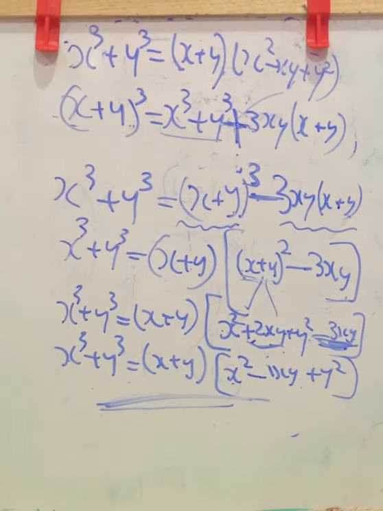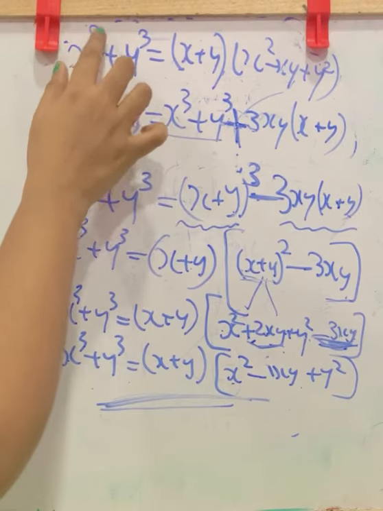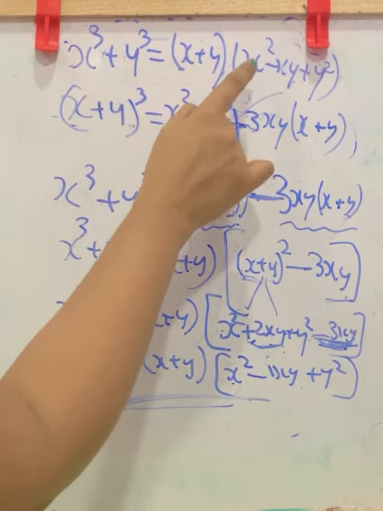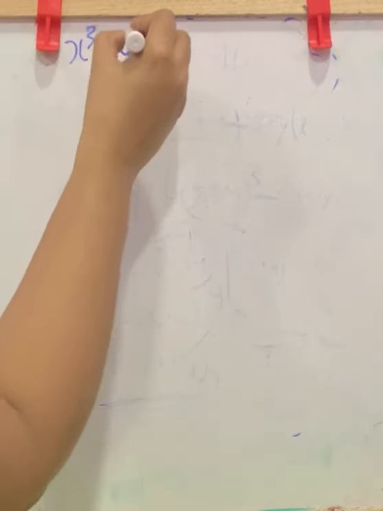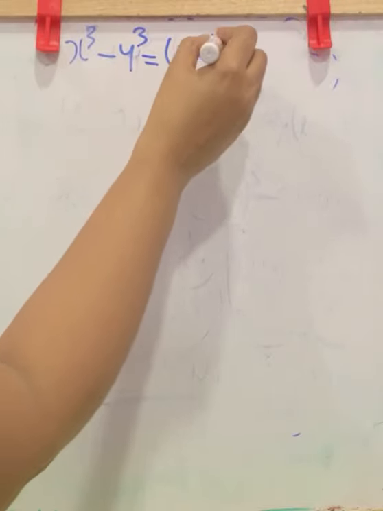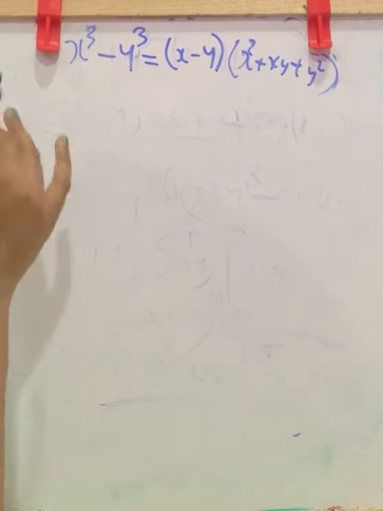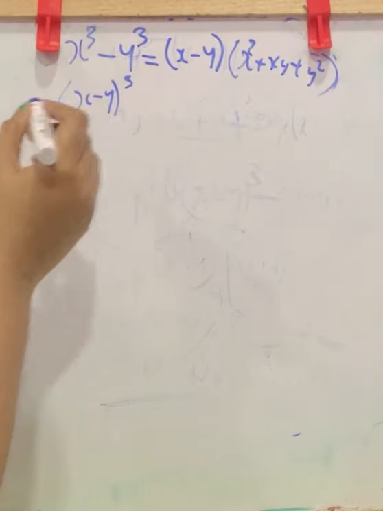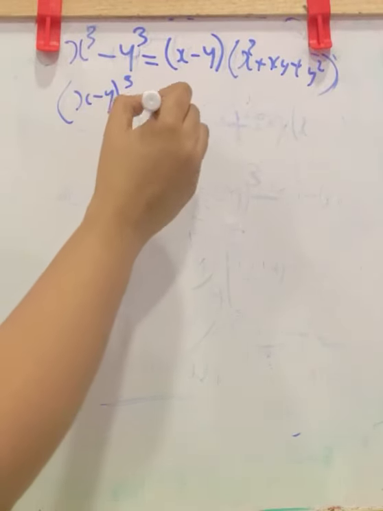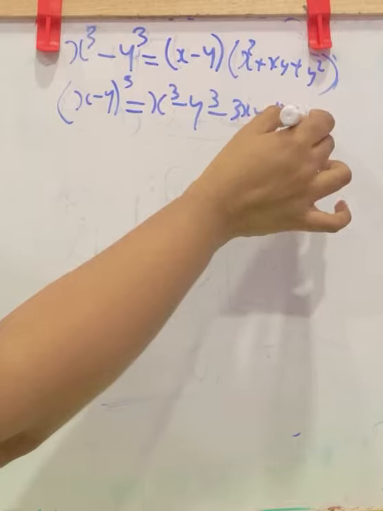Remember this expansion, that is x cube plus y cube. In our identity it is x plus y whole cube, that we already learned, but remember this one, x cube plus y cube is equal to x plus y into x square minus xy plus y square. Next one, verify x cube minus y cube is equal to x minus y into x square plus xy plus y square. As we did before, we know one cubic identity, that is x minus y whole cube. And expansion is x cube minus y cube minus 3xy into x minus y.